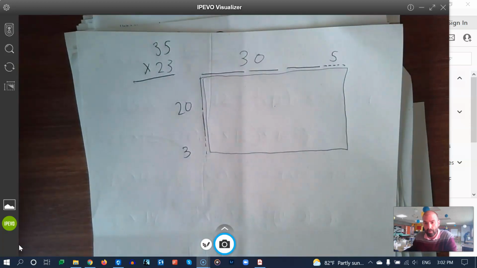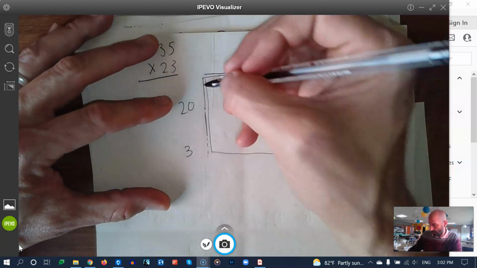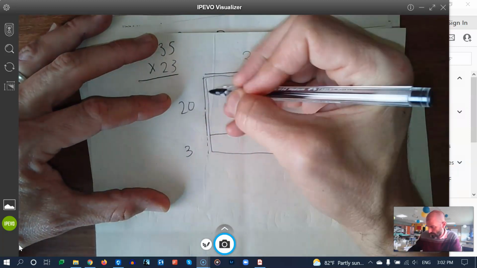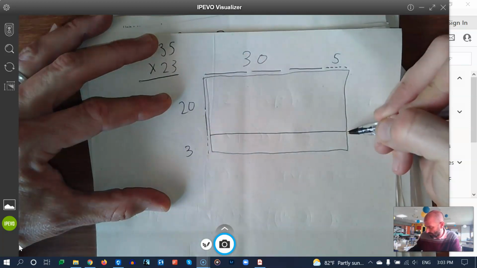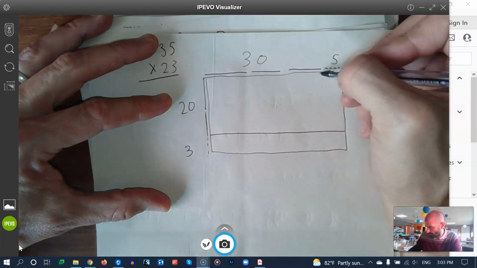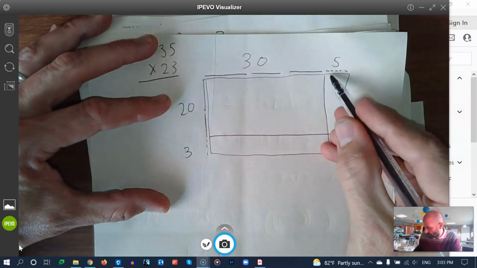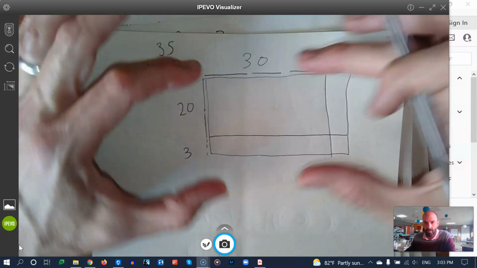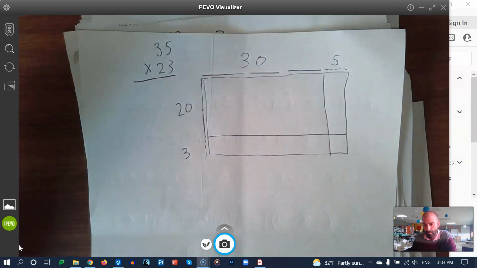Now I want to split it up into the partial areas, or the partial products, to make the multiplication a little simpler. So here I'm going to break it into 20 and 3. This side is 20, this side is 3, 23. And then I want to break it into 30 and 5. So here's 30 and this is 5. Now I have this quick array, and I'm going to use this to help me multiply.